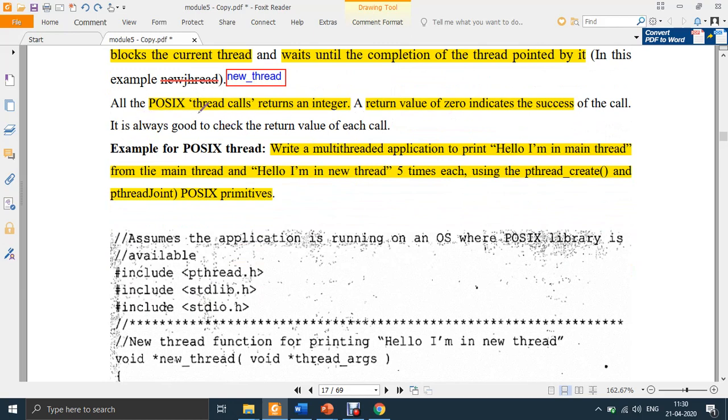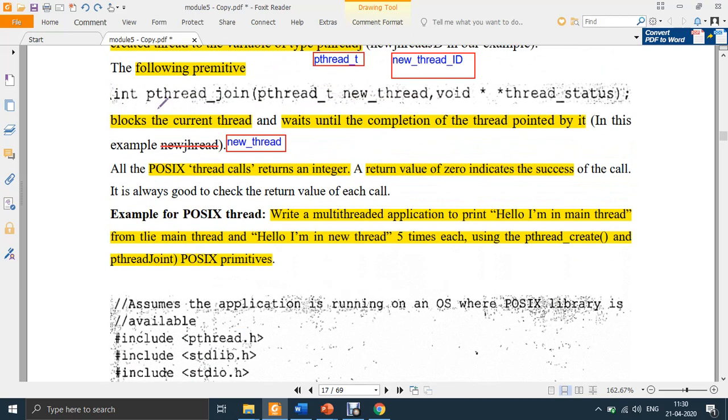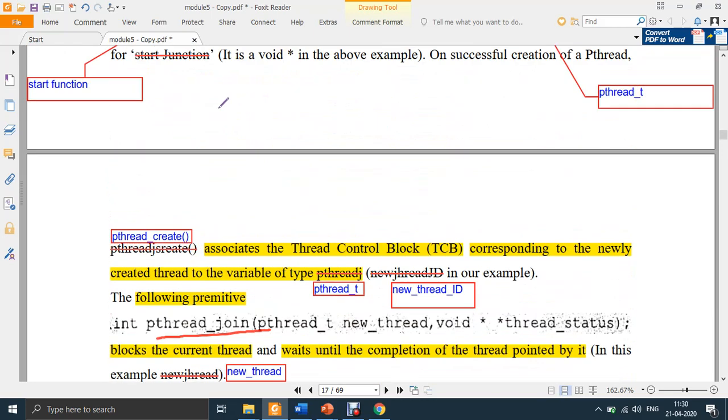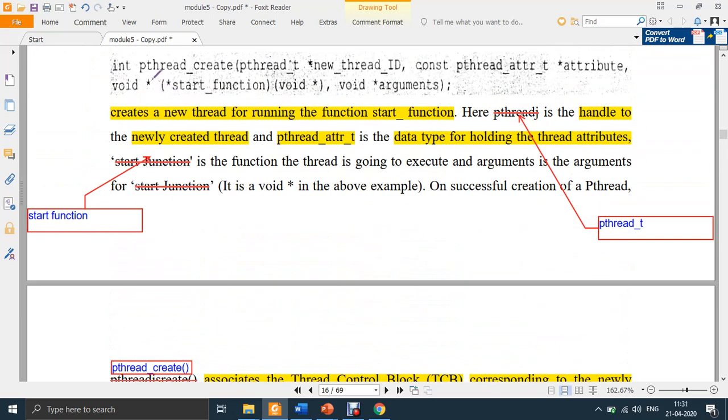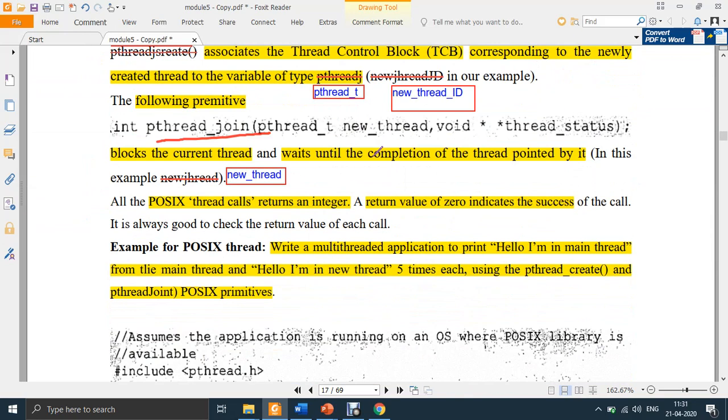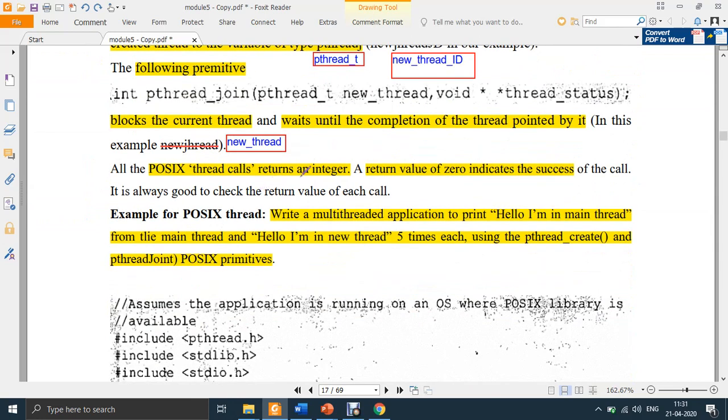Okay, and remember all the thread calls, that is, pthread_join and pthread_create, all these return an integer. After the completion of the function, they will return an integer. If that integer is 0, it indicates successful completion of the task. If it doesn't return 0, let's say it returns -1, then that job is not completed properly.